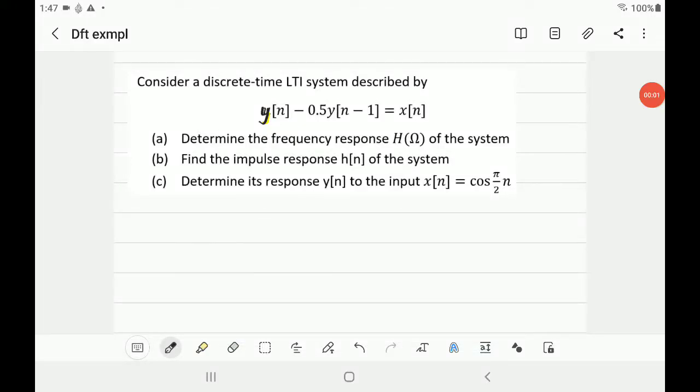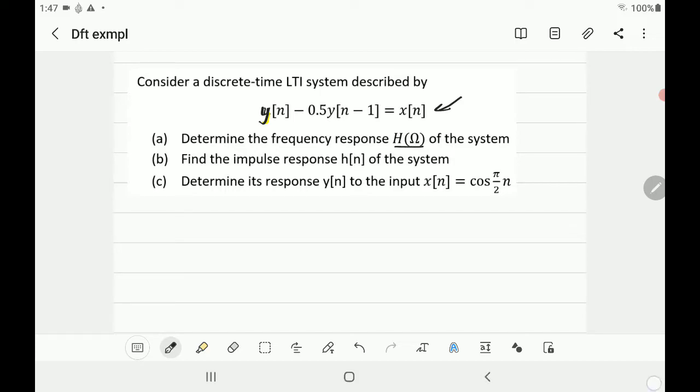Hi. In this video, we are going to solve an example to show how to apply Fourier Transform to a discrete-time linear time invariant system. In this example, the discrete-time linear time invariant system is described by the difference equation y of n minus 0.5 y of n minus 1 is equal to x of n. That's the difference equation. The first question is to determine the frequency response H of omega of the system.